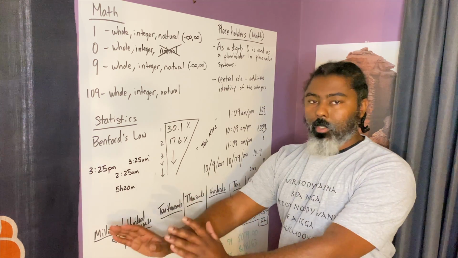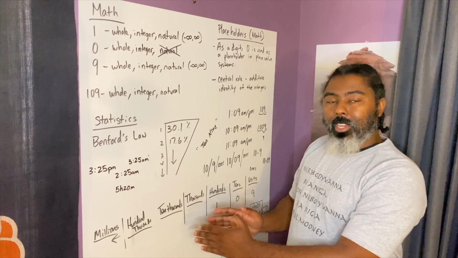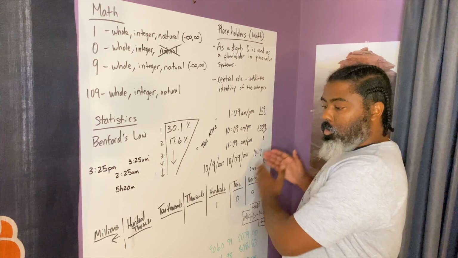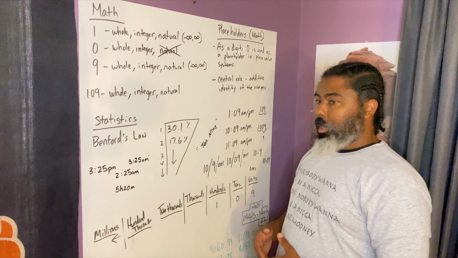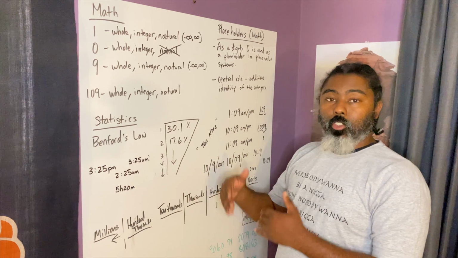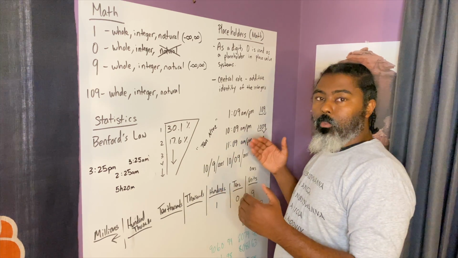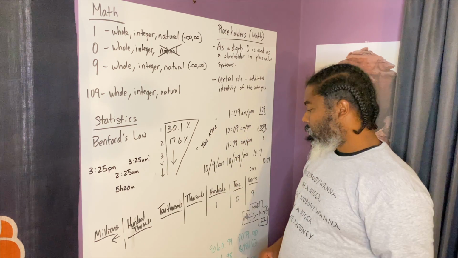So as we progressively get bigger, each placeholder has a name. And of course, when we get into decimal points, remember the tenths, hundredths, all right? Every time we move away from the decimal point or to the right, okay?